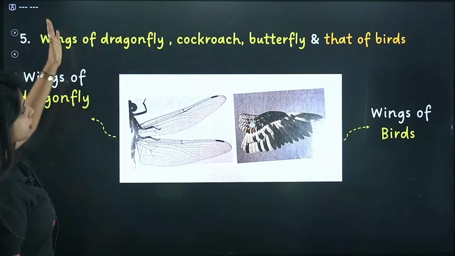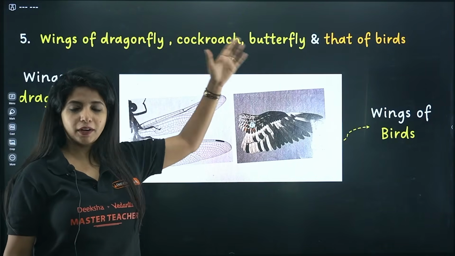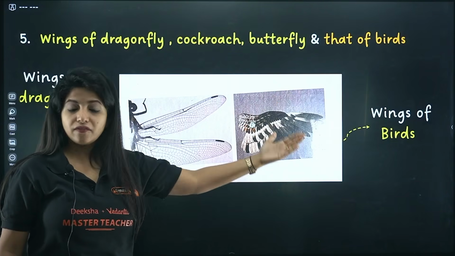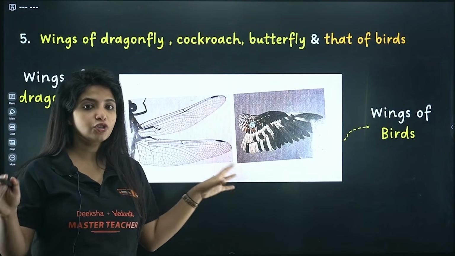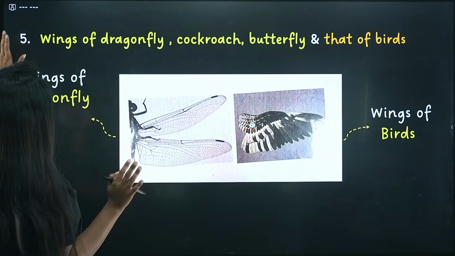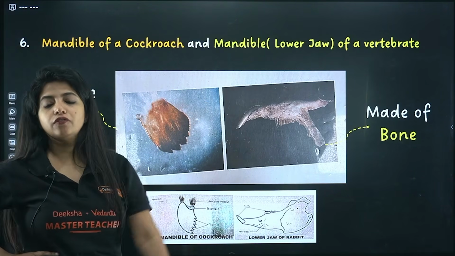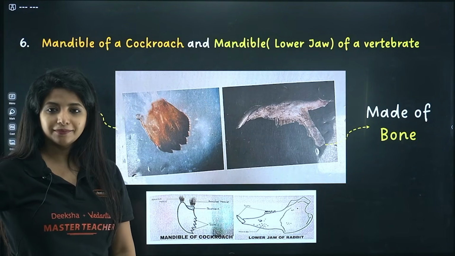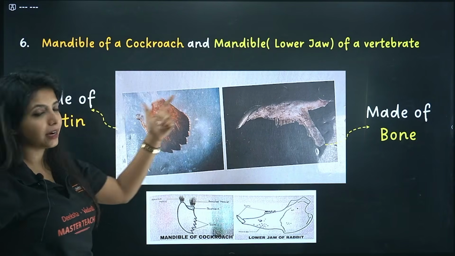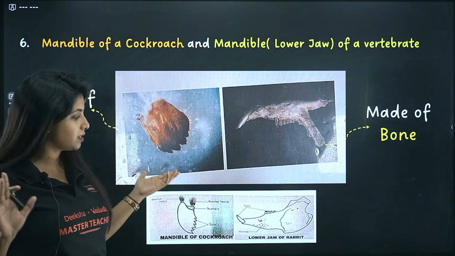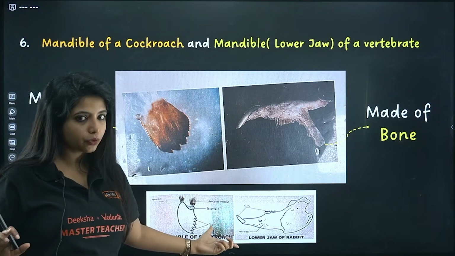Okay. And then wings of dragonfly, cockroach, butterfly, all the insects put together on one side, and birds. They do not have any anatomical similarity, but functionally they are the same, they are used for flying. And over here you have the mandible of cockroach and the lower jaw of a vertebrate. Here it is made up of chitin, that is made up of bone. So it's not the same origin, not the same structure. So this picture can also be given to you.